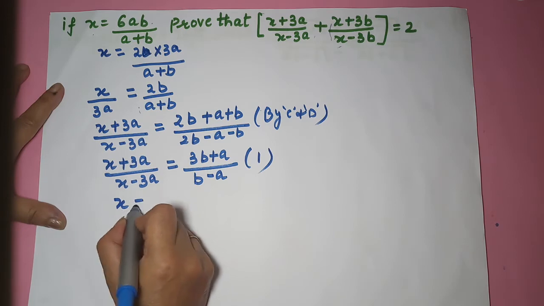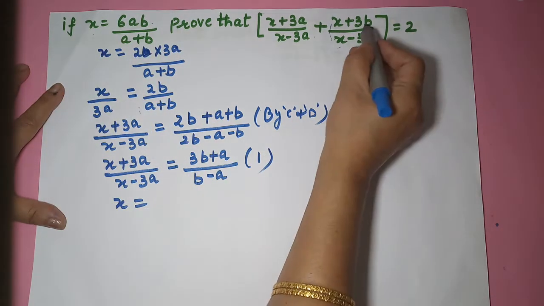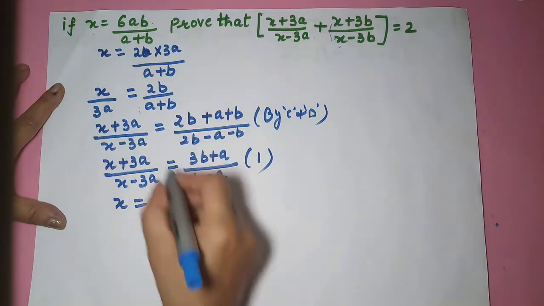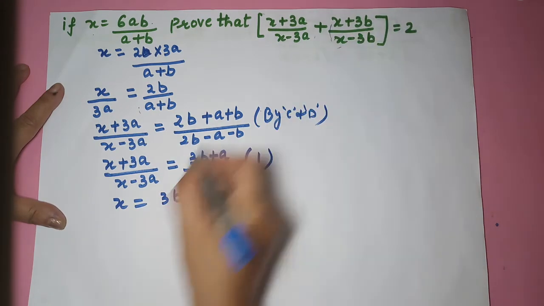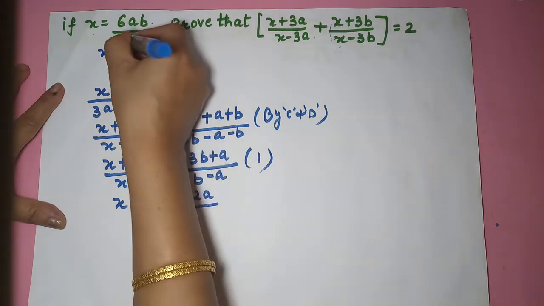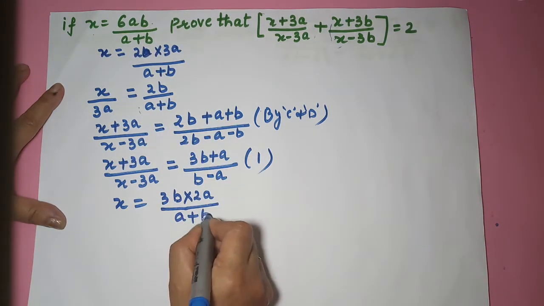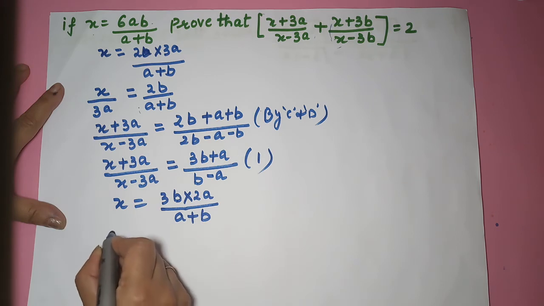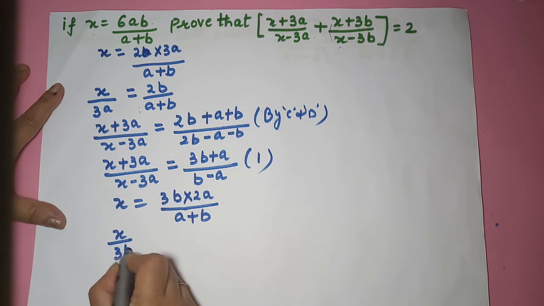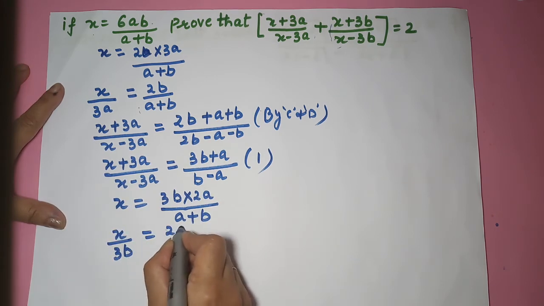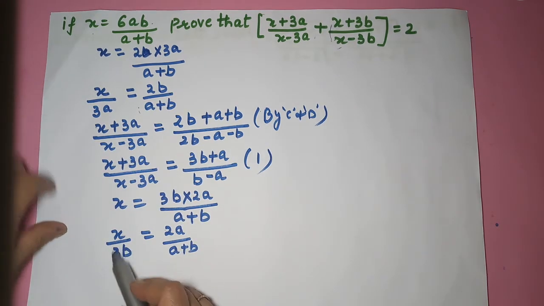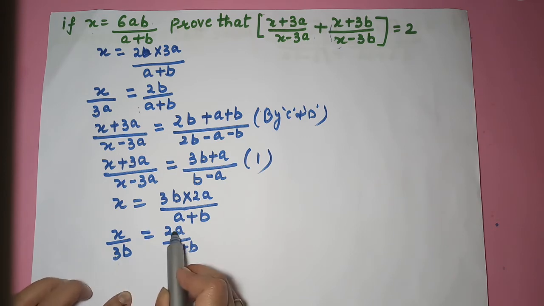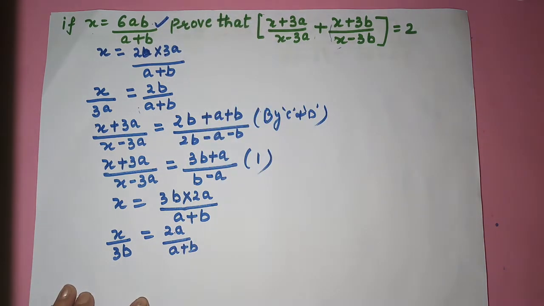I have x equal to, this time I will divide this component into 3b into 2a because I want 3b upon a plus b, right? Now I will shift this 3b under this x. So I will get x upon 3b equal to 2a upon a plus b. As such, there is no change in the equation. If I cross multiply, I am getting this only. I have only rearranged the terms.